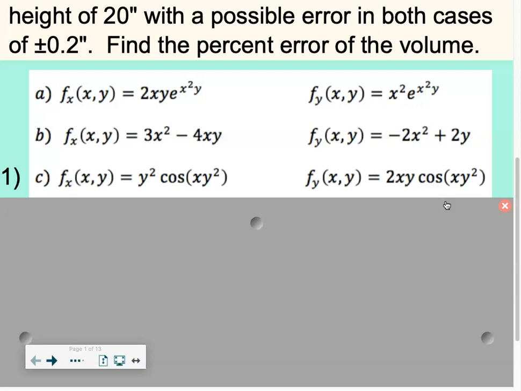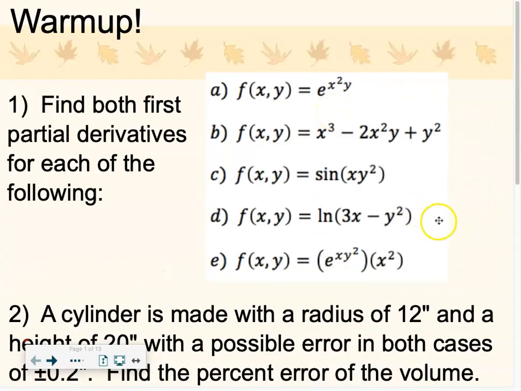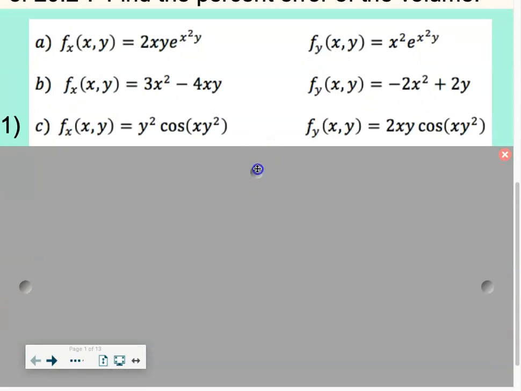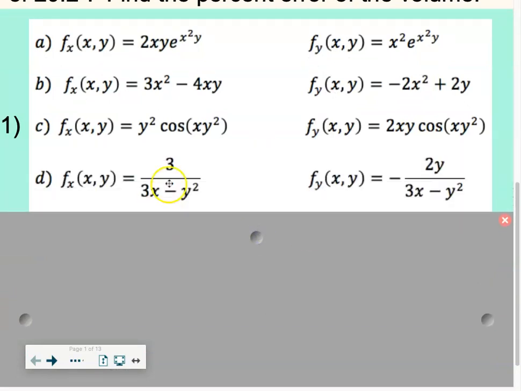All right, I'm going to keep going. Next one we have a lovely natural log. Derivative of a natural log, remember, is just d guts over guts, u prime over u. So f sub x is 3 over 3x minus y squared. F sub y is negative 2y over 3x minus y squared.